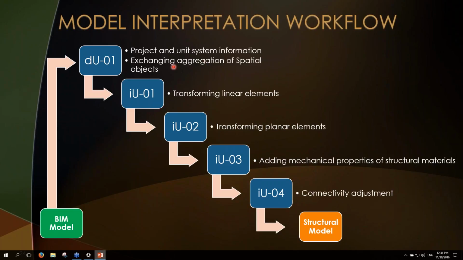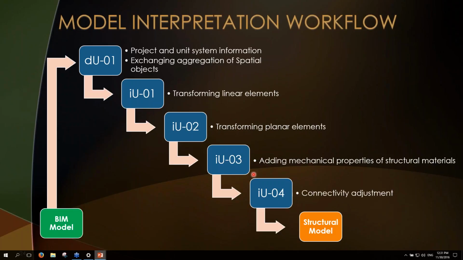We exchange aggregation of spatial objects. Whenever I'm talking about spatial objects and elements, I'm talking about buildings, projects, site, building story, which are the same in BIM authoring tools and the structure analysis. And then we have 4 interpretation units. The first one transforms linear building elements such as beams, columns, braces to their equivalent structural representation. In another interpretation unit, I transform planar elements such as walls, floor systems, ceiling to equivalent shell elements.